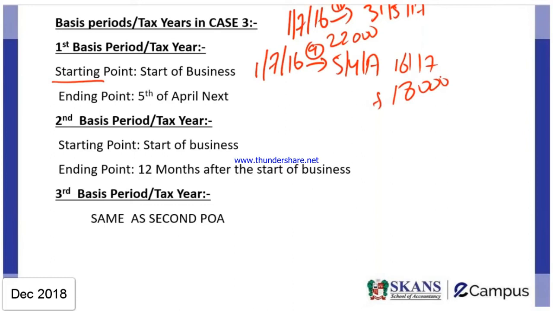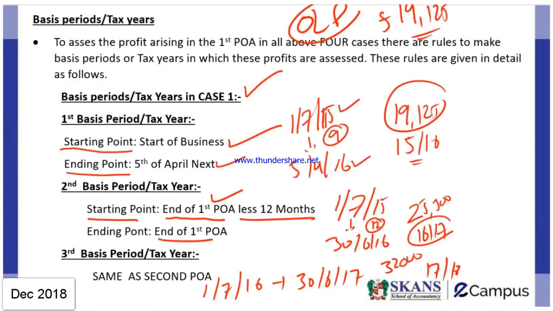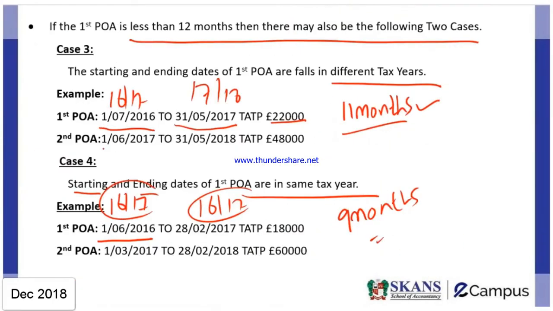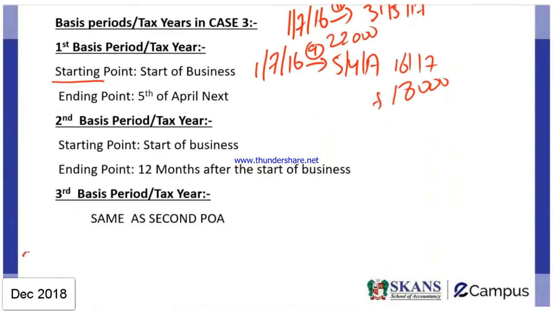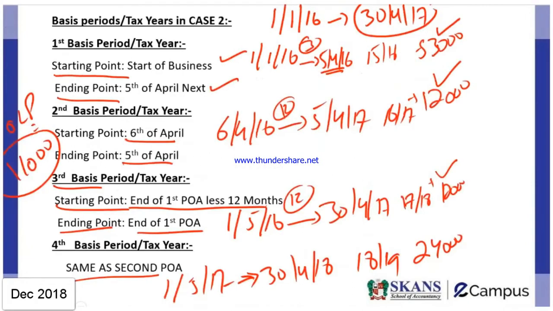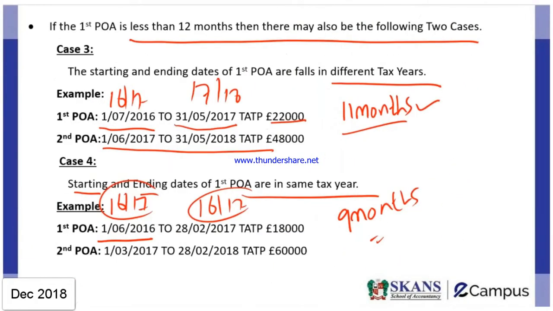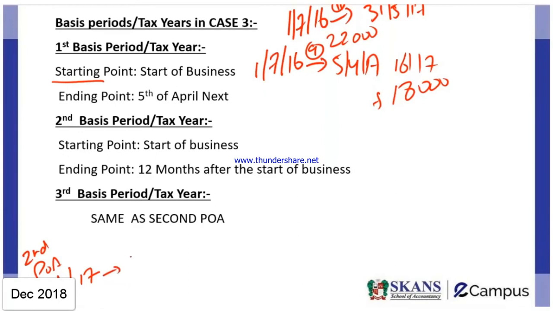Now, in this example, what is the second period of account? The second period of account is from June 17 to May 2018. It is of 12 months and the profit is 48,000.